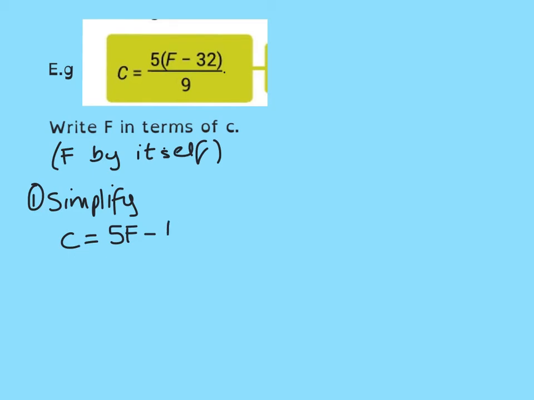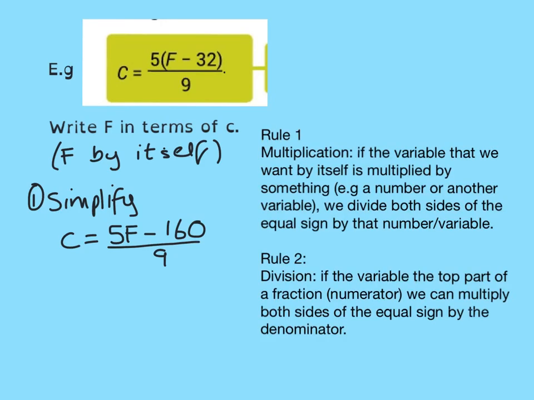I got 160. All divide by 9. Okay, and there's two simple rules when we're looking at manipulations. So we have two rules. The first rule is the multiplication rule. The multiplication rule is that if the variable that we want by itself is multiplied by something, a number or another variable, we divide both sides of the equal sign by that number or variable.